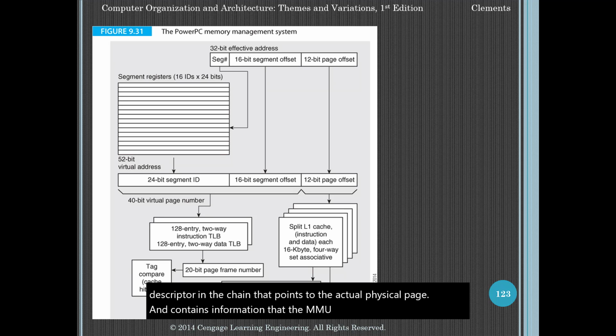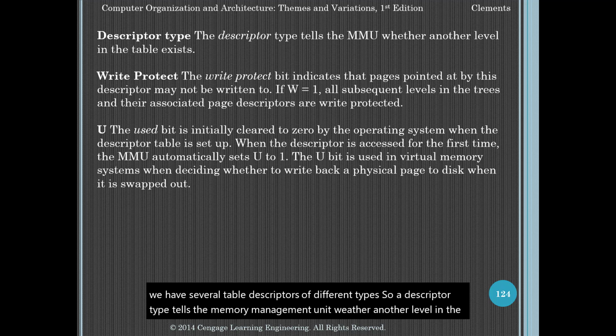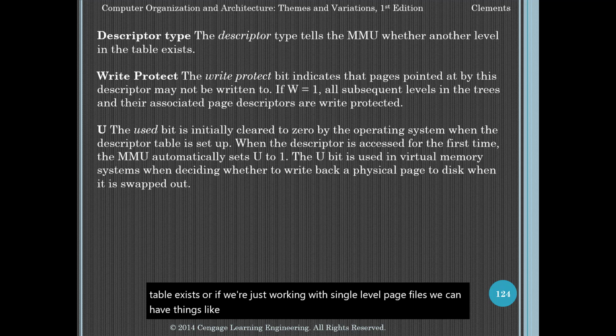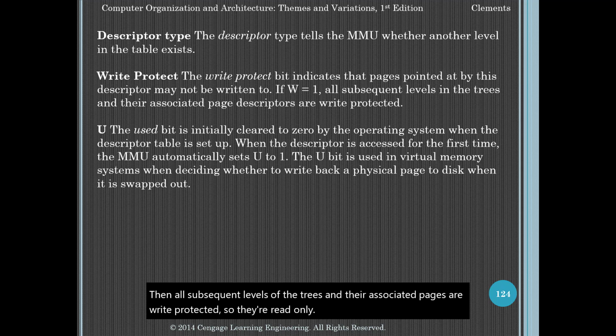So in practice, a typical memory management unit may contain table descriptors, and we have several table descriptors of different types. A descriptor type tells the memory management unit whether another level in the table exists or if we're just working with single level page tables. We can have things like write protect, which indicates pages pointed at by this descriptor may not be written to. So if W equals 1, then all subsequent levels of the trees and their associated pages are write protected, so they're read only. U for used, which is initially cleared to 0 by the operating system when the descriptor table is set up.